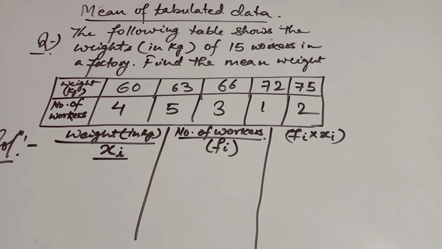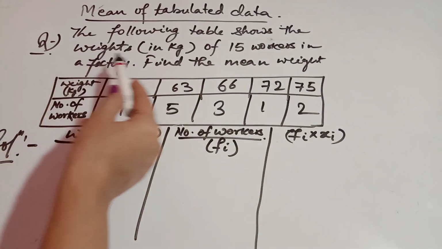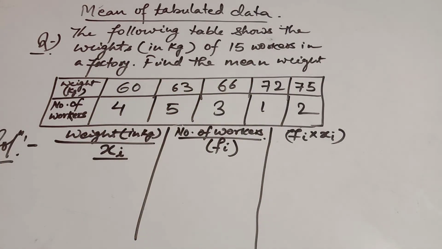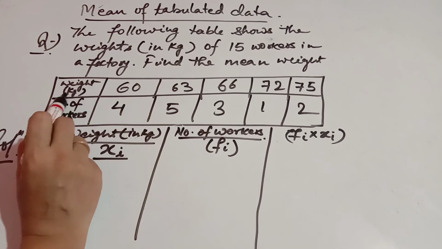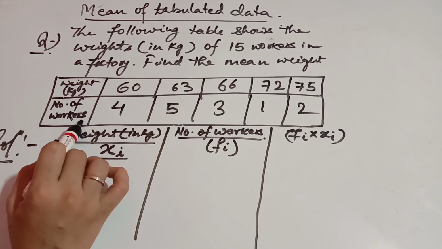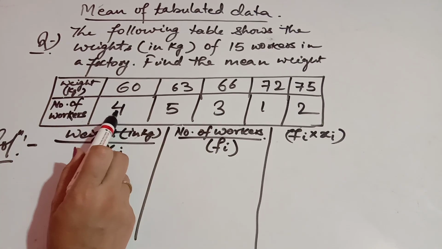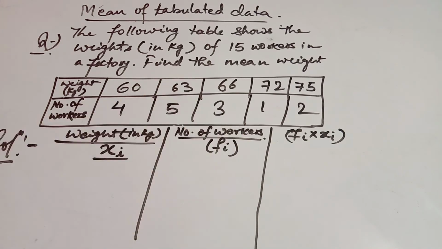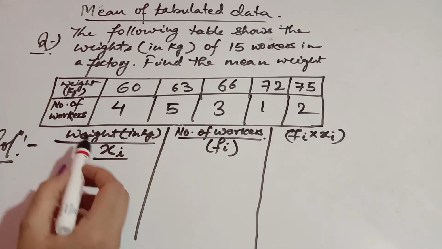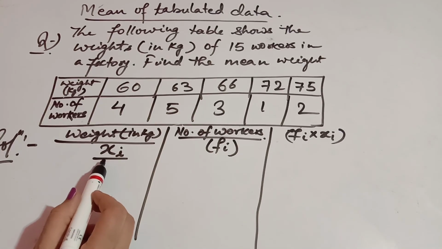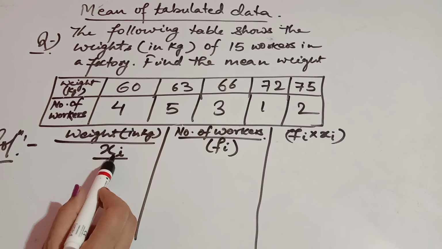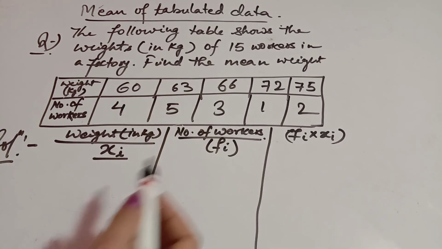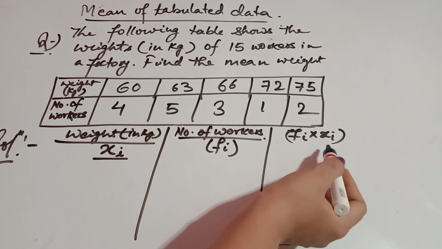Related to tabulated data: the following table shows the weight of 15 workers in a factory. Find the mean weight. You see the weight in kg and the number of workers are mentioned. That means 4 workers have a weight of 60 kg, 5 workers have a weight of 63 kg. So we have to make a table. First we write xi, that is your observation, then frequency, and then fi into xi.